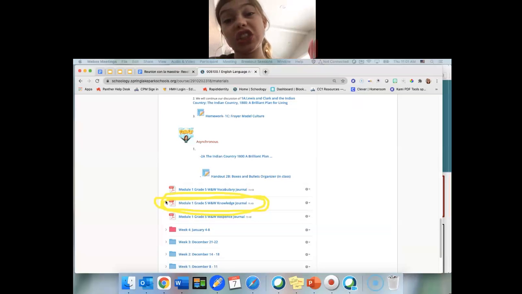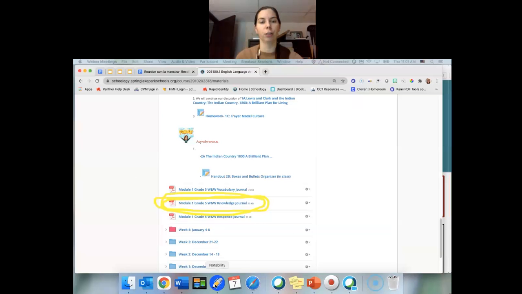Is it supposed to be orange? Nope, it's supposed to be teal. So it is a knowledge journal. Mine says knowledge, but it's orange. Yeah, mine too. Ooh, let me see. Did I mix them up? Let's see.